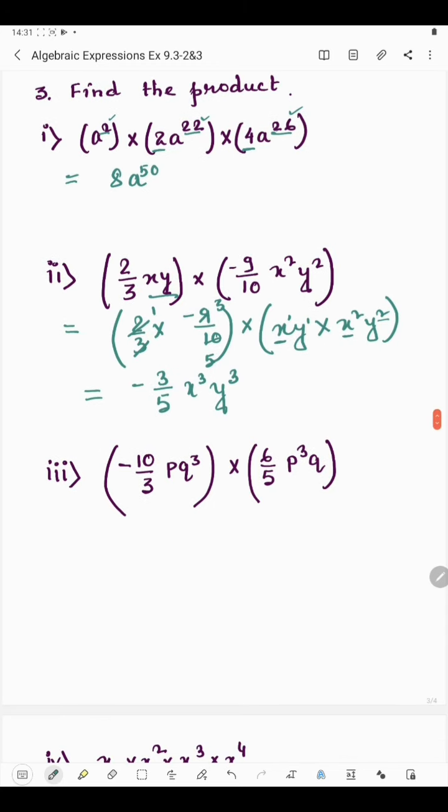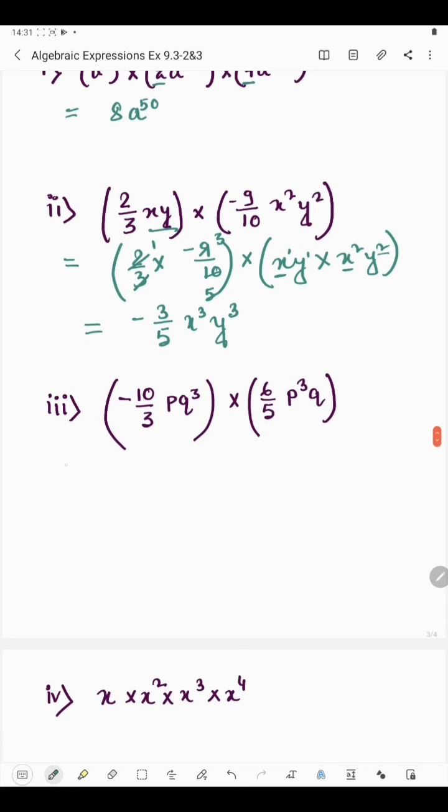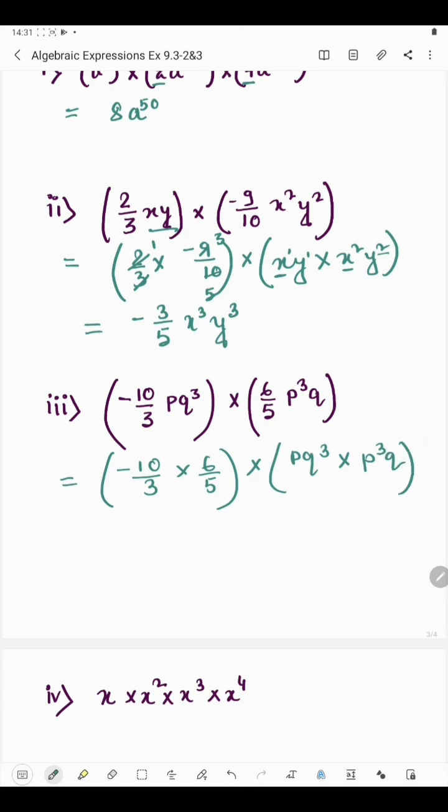Okay. Now coming to third part. Now in the third part we have minus 10 by 3 p q cube multiplied by 6 by 5 p cube q. So we'll multiply the numbers at first. We'll multiply the numbers separately. Okay, and then we will multiply the variables. So 3 1s are 3, 3 2s are 6, 5 1s are 5, 5 2s are 10. So here we have minus sign. We'll put minus sign at first. So 2 2s are 4.